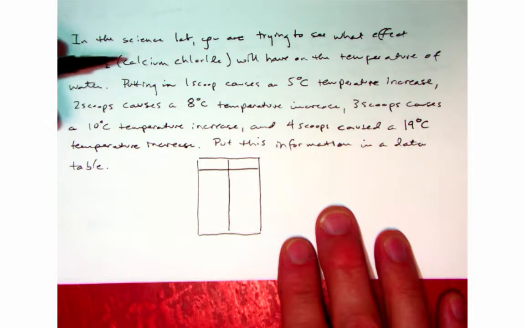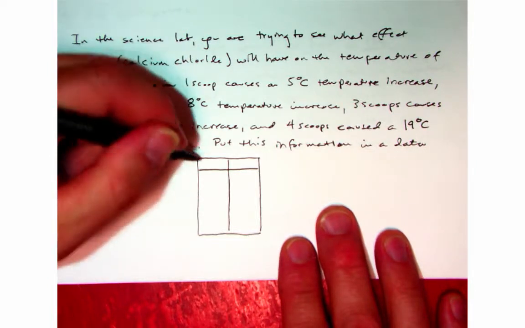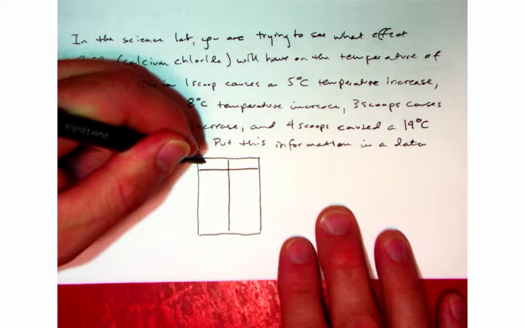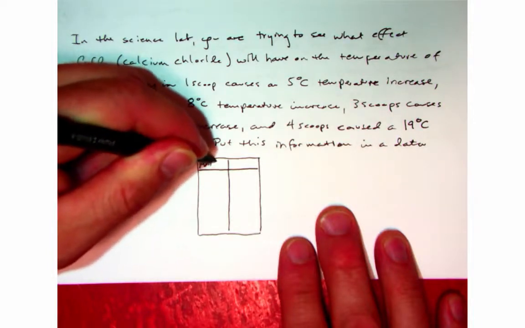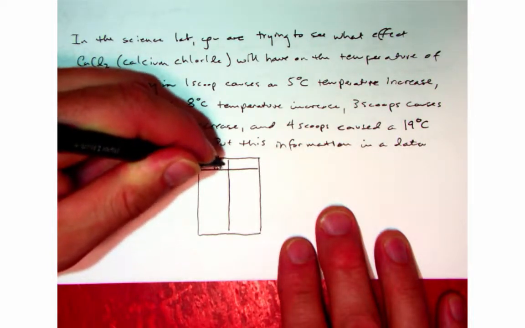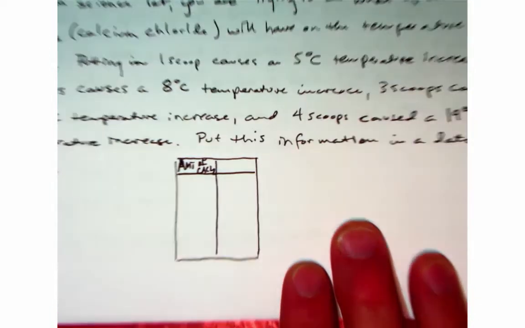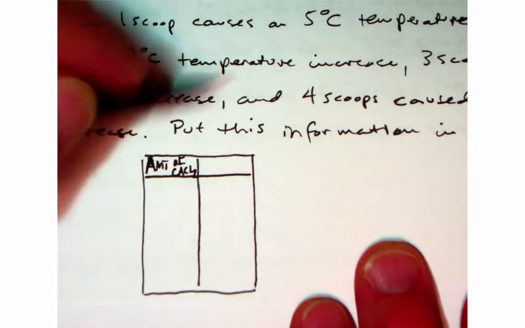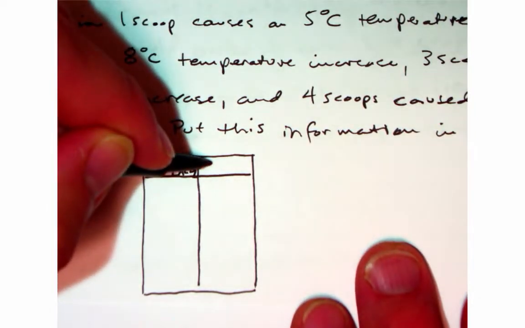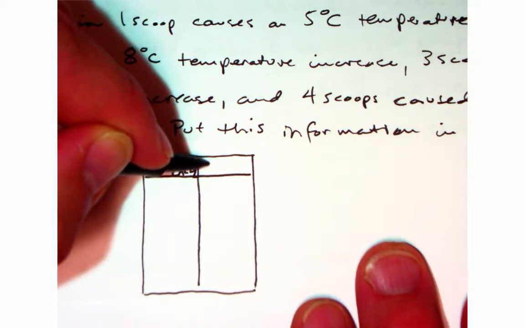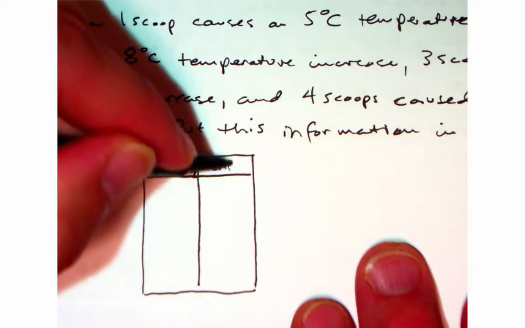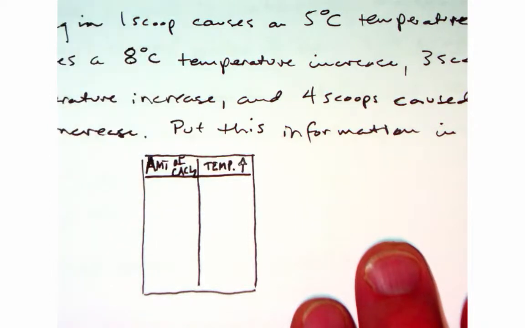So what was actually changed in this lab by the experimenter or by you, that was the number of scoops of calcium chloride. So I'm going to write in here number, or amount rather, of CaCl2. Alright, it's kind of hard to see that. And on the right side, I'm going to put in the temperature increase. Now, normally I'd write this out, but I don't have a lot of room, so I'm abbreviating.